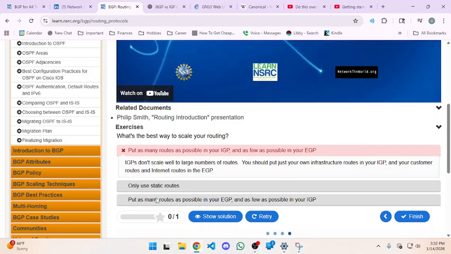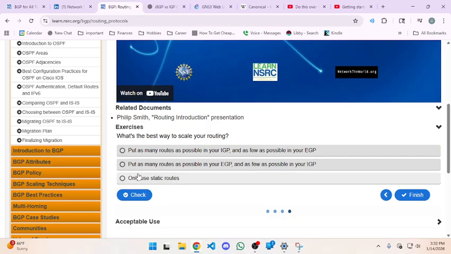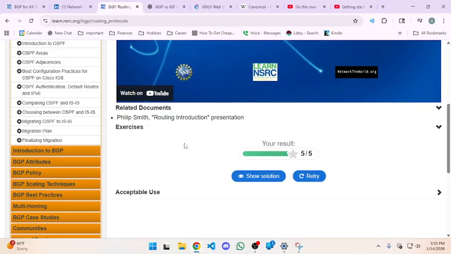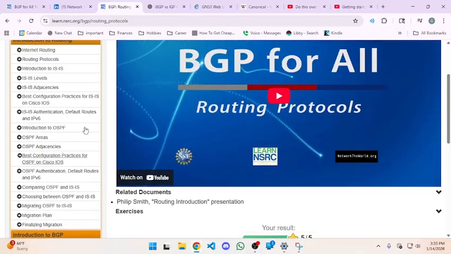All right, so this one is obviously the right answer down here. Put as many routes as possible into your EGP, and as few as possible in your IGP. Got it. Your external gateway protocol versus your internal gateway protocol. All right, 5 out of 5. So move on to the next one.